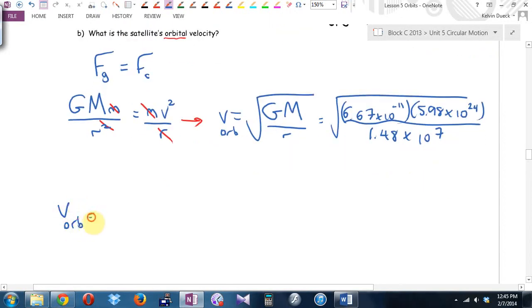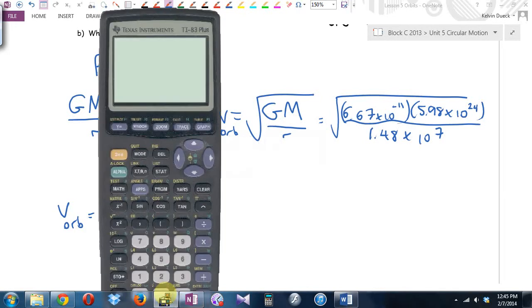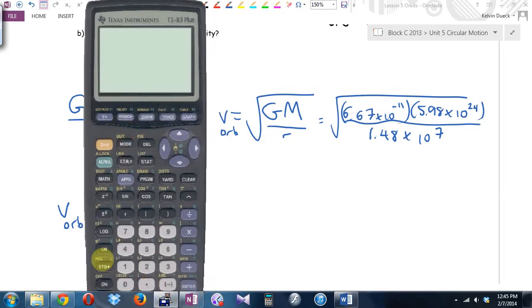Orbital speed is going to be, and I think I went on my rant yesterday about how this is where you really want to be practicing the scientific notation stuff, because every year I have kids that write all the right numbers and get the wrong answers. So don't be one of those meatheads. Figure out how your calculator works.